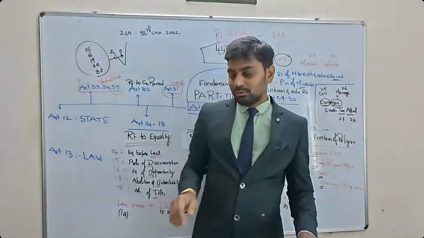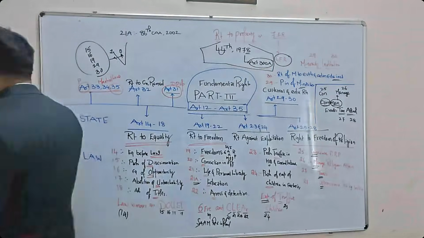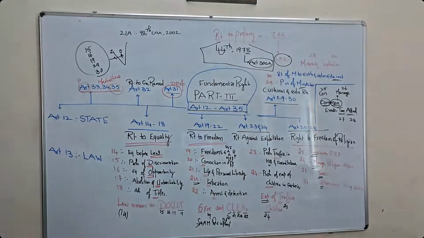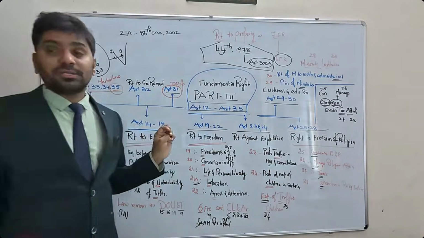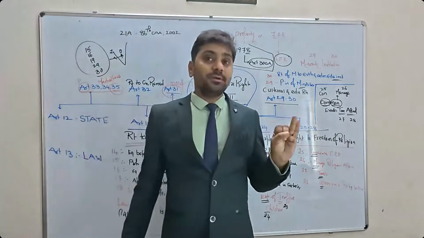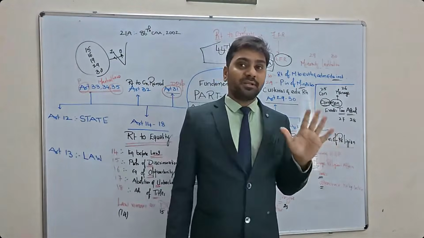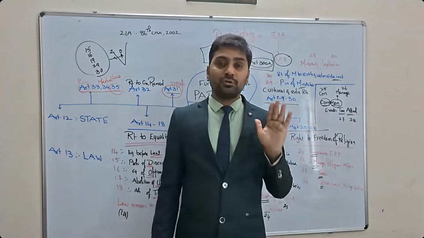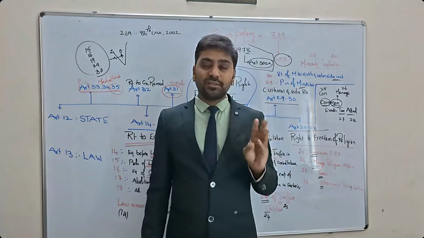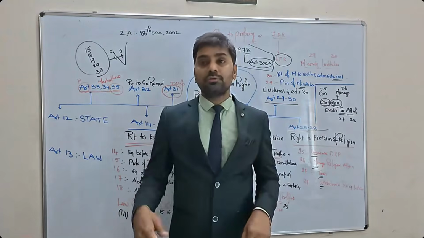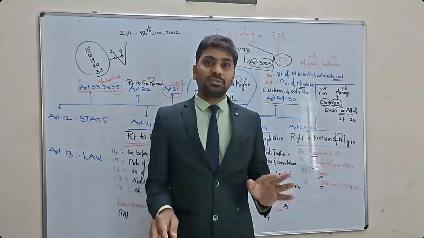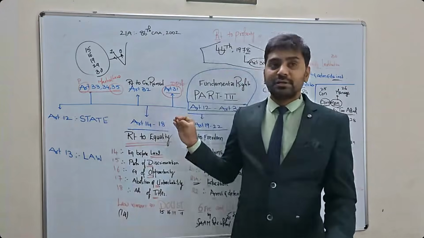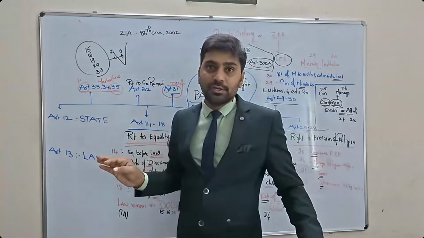So some of them are only to citizens. What are they? 15, 16, 19, 29, 30. Only to citizens. The rest are available to everyone. Just remember that.